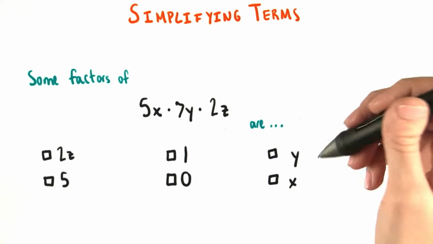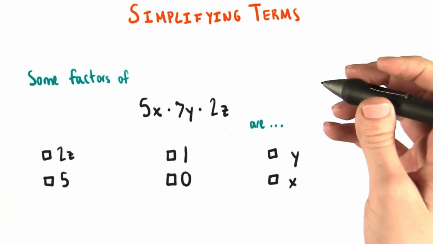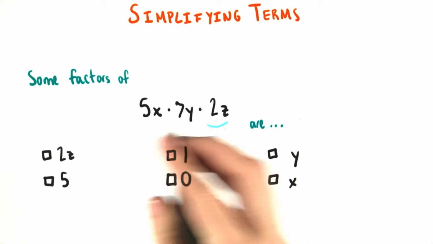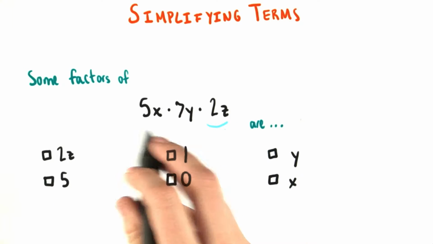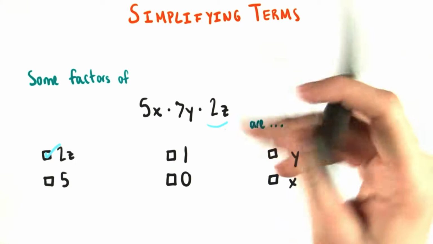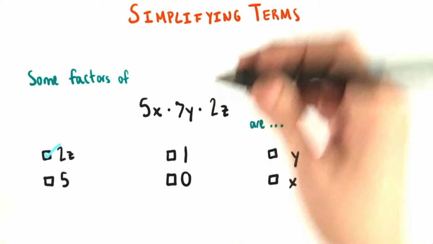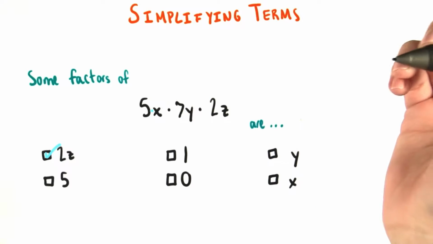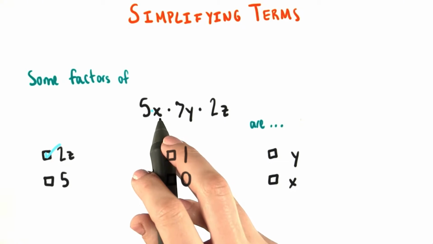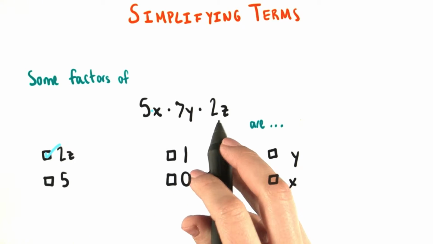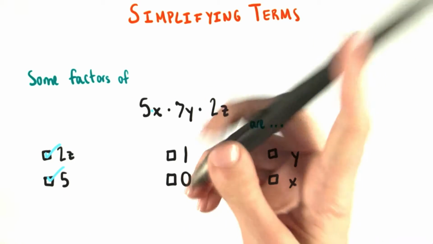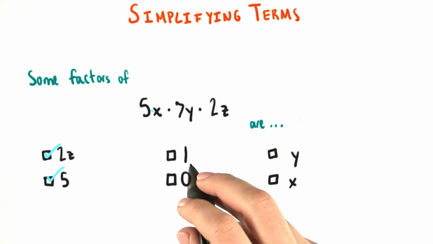So let's just go through these answers one by one to figure out which ones are correct. Starting off with 2z, we see that this is something that is multiplied by 5x and by 7y in order to equal this term. So this is definitely a right answer. Now when we look at 5, we need to remember again that invisible multiplication sign between the 5 and the x. If we multiply 5 by x and 7y and 2z, then we get this whole term, so 5 is also a factor. Now 1 is where things get a little bit tricky.